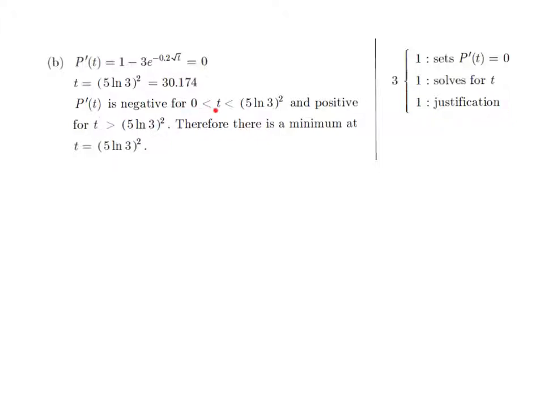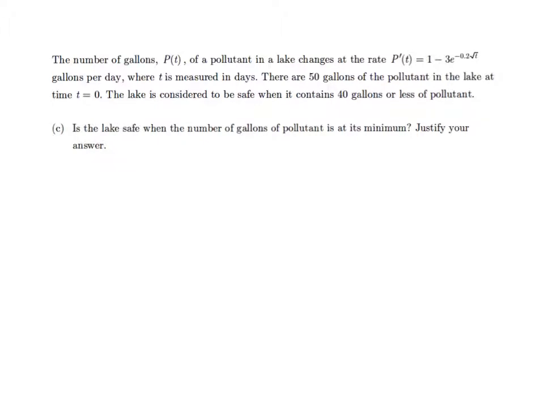P prime is negative for t is less than 30.174, and you could have used that here, which is fine. And I like the way they include 0, so they're saying that whole part. Remember, 0 is just our beginning part. You might have just said this. Good idea to include both. And then positive for t is greater than 30.174. Therefore, there's a minimum at t equals 30.174, or 5 natural log of 3 quantity squared. Okay, hopefully that makes sense. Moving to part C, but take a minute to process if you need to.